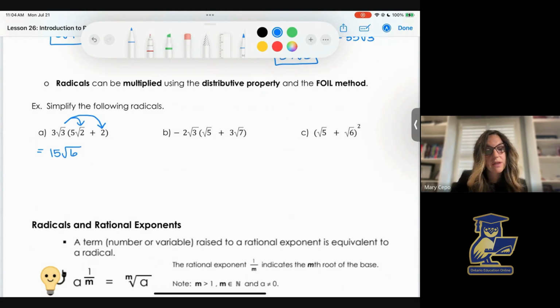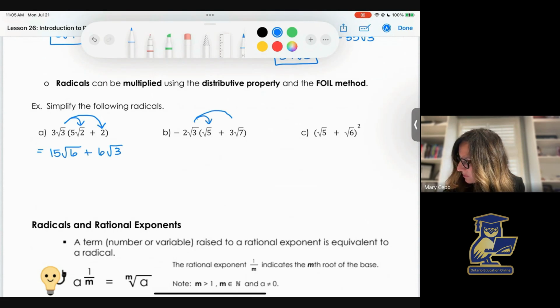Okay, notice the second term in the bracket does not have a radical attached to it, so we can only multiply those coefficients. So this becomes 6 radical 3, because 3 times 2 is 6, and of course that radical becomes attached. Now there's nothing else we can do here. Remember, you can only add or subtract like radicals. Radical 3 and radical 3 and radical 6 are not like radicals. Okay?